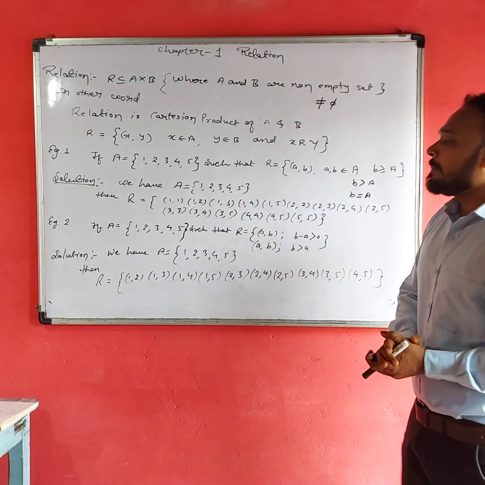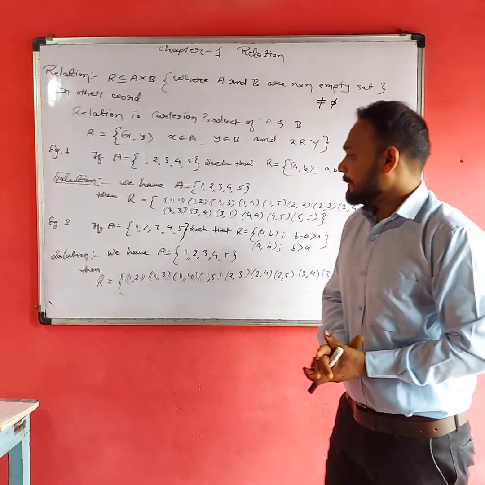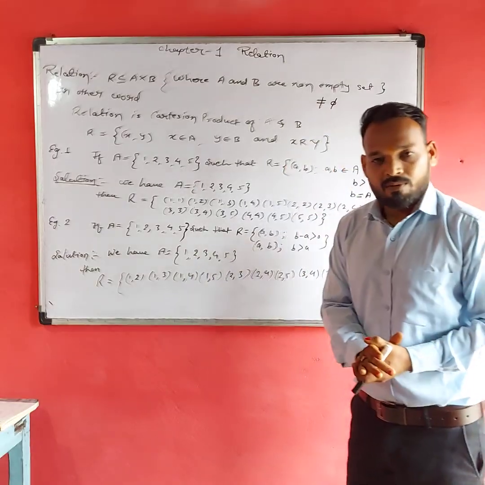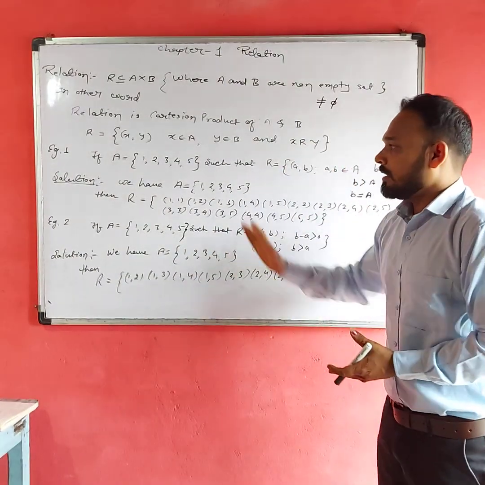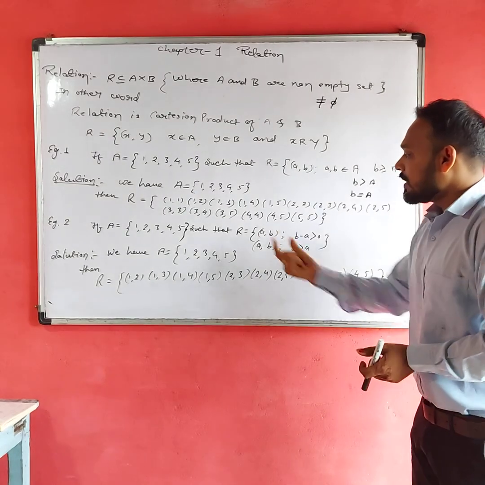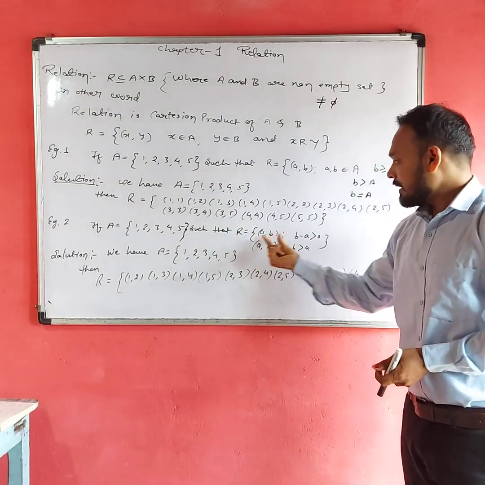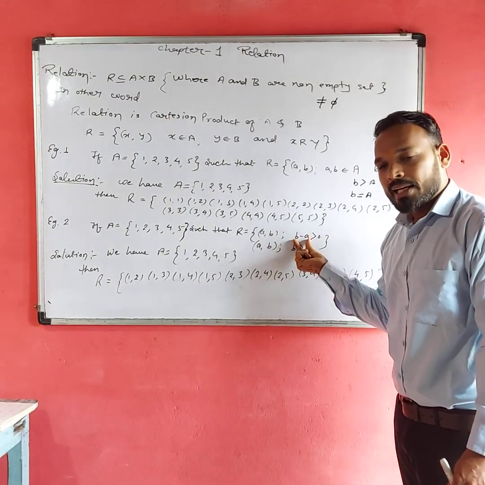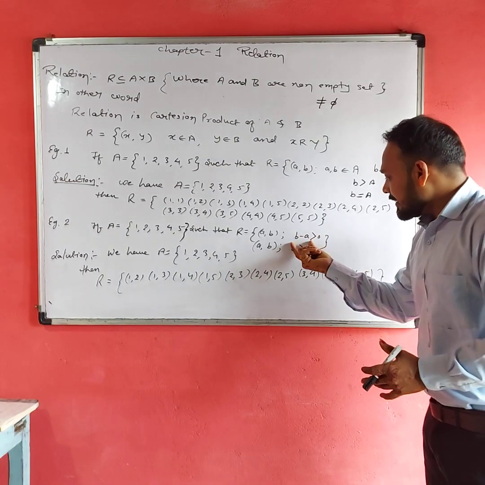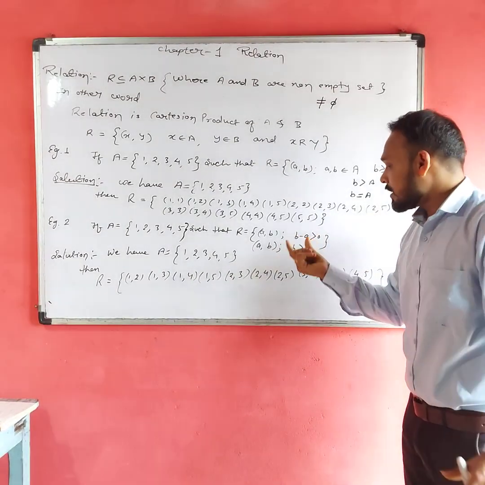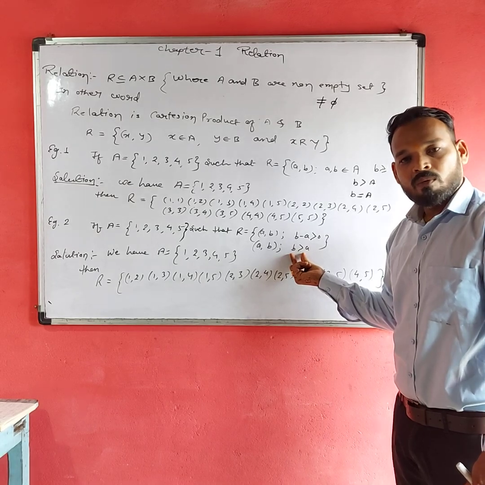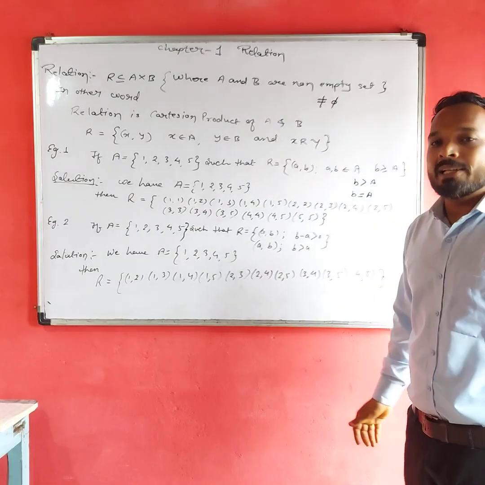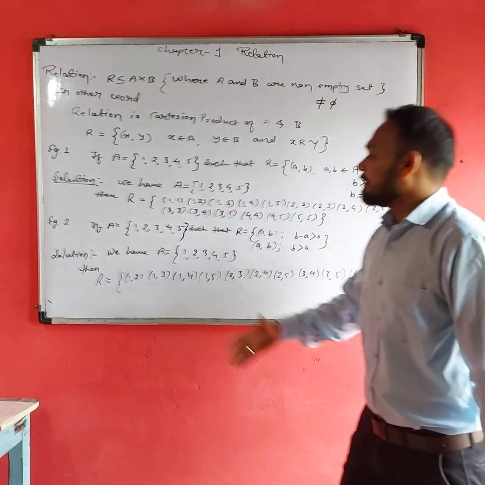Okay, let's see other examples. Example number two. If A is equal to {1, 2, 3, 4, 5}, such that, but the relation is different. R is equal to (a, b), where b minus a is greater than 0. We will apply the condition b minus a is greater than 0, means b is greater than a. Why? Because b is positive and a is negative, so b is always greater than a.